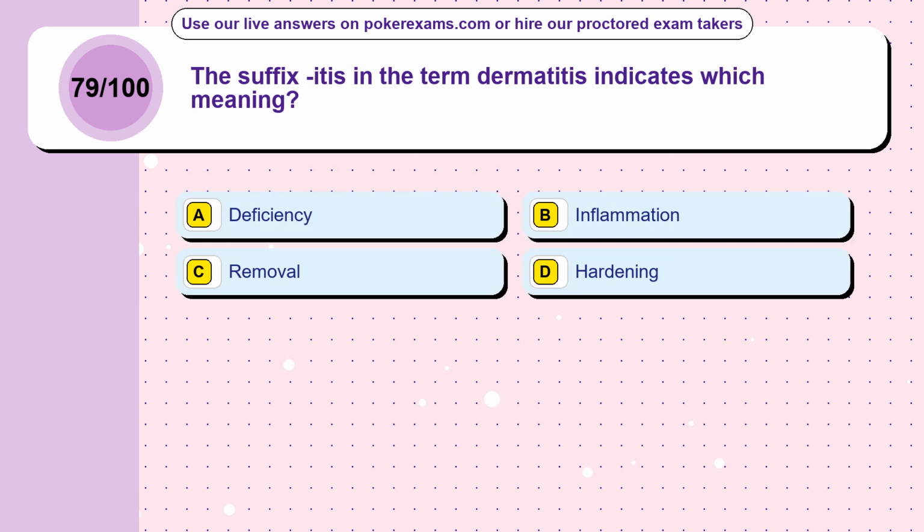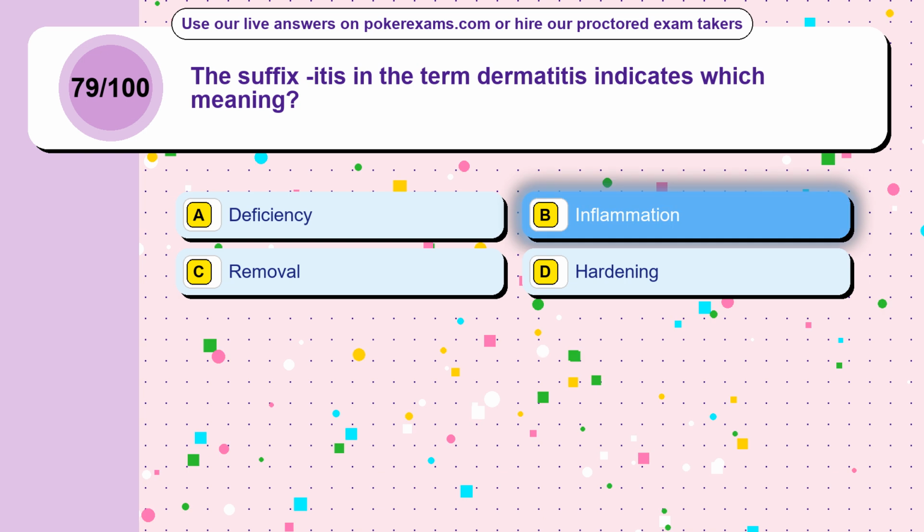Question 79. The suffix itis in the term dermatitis indicates which meaning? Option A. Deficiency. Option B. Inflammation. Option C. Removal. Option D. Hardening. The correct answer is option B.